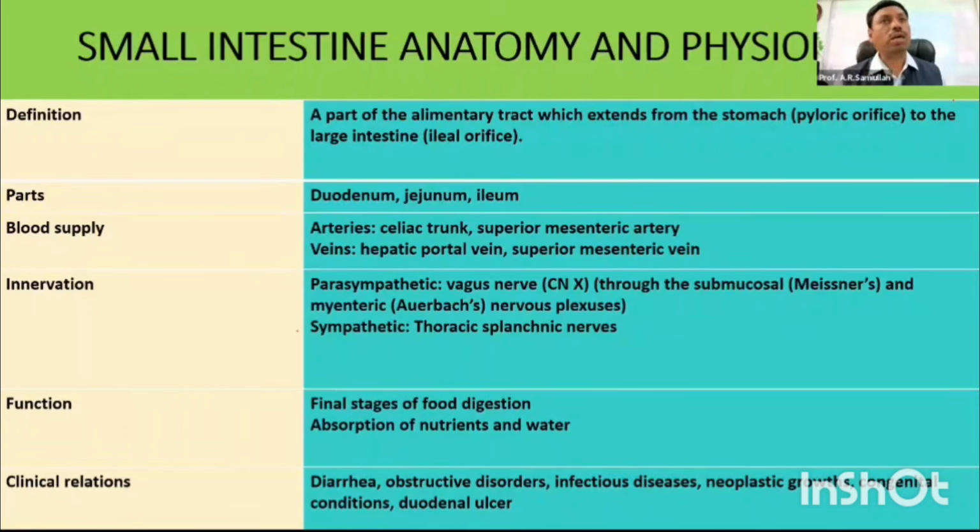Then why do we get abdominal pain? Roundworm is a reason to cause abdominal pain. Hookworm is a reason to cause abdominal pain. Tapeworm is a reason to cause abdominal pain, isn't it? Tapeworm, hookworm, pinworm are reasons to cause abdominal pain. So worm infestation is also a reason to cause pain.